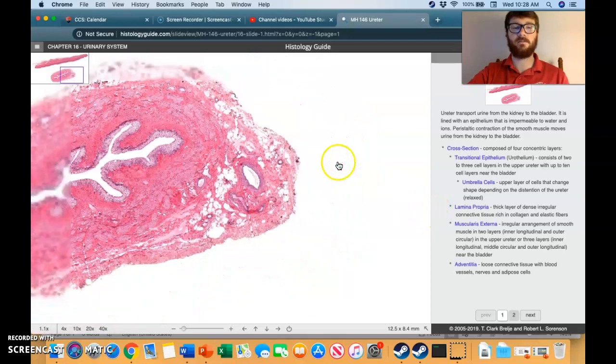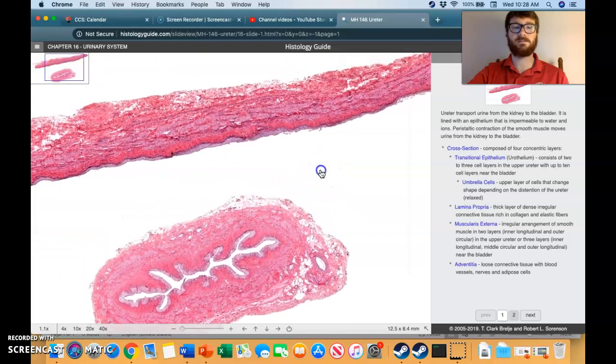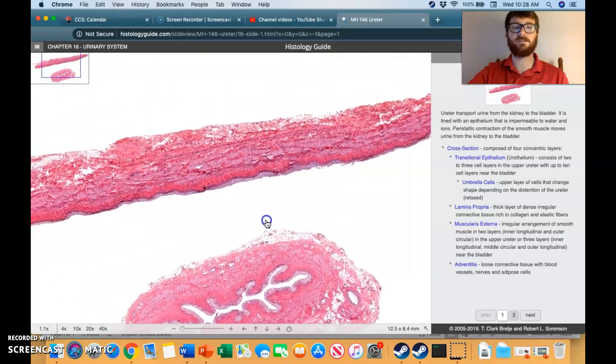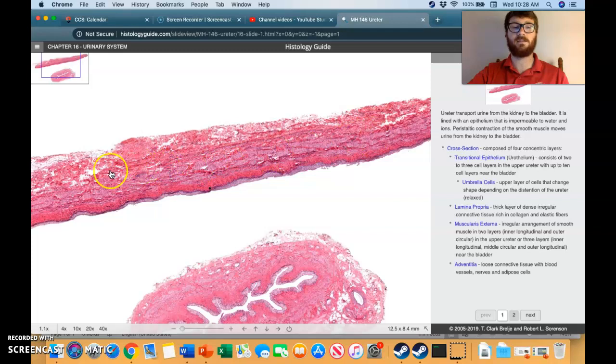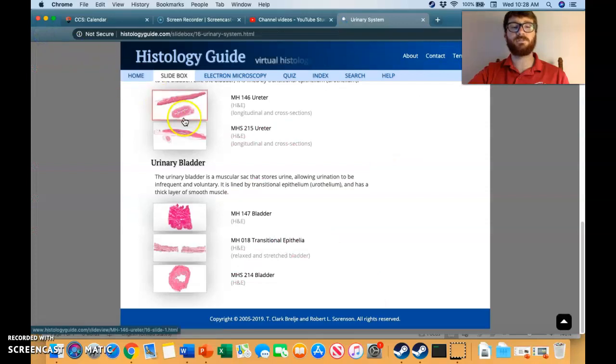You also have this is a cross section. This is just an elongated section, so you can see how it is very much like an elongated tube, which is of course perfect for carrying something.